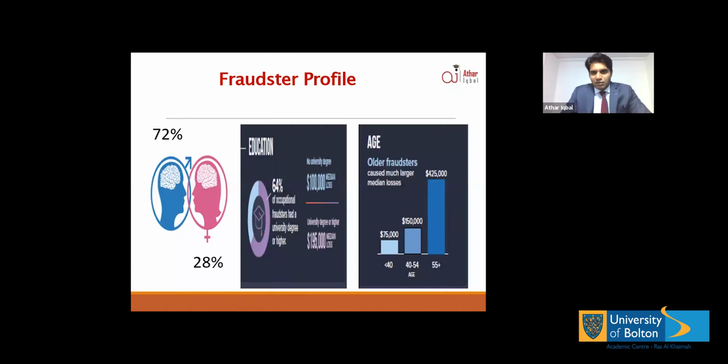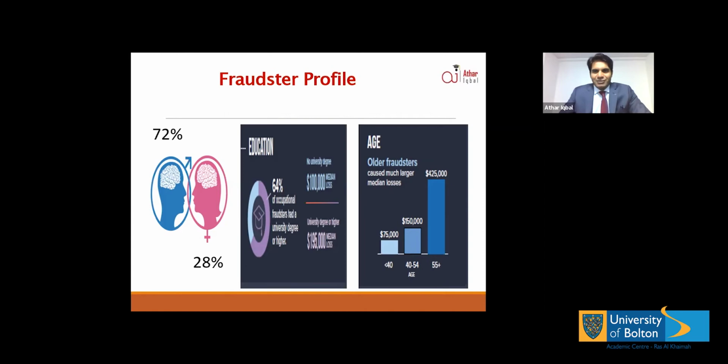And the next one is very surprising. It depends on the age. Less than 40, $75,000 per fraud case. In 40 to 54, the people in that range have done $150,000 per fraud case. And surprisingly, you can see that the 55 plus guys have done a good job.